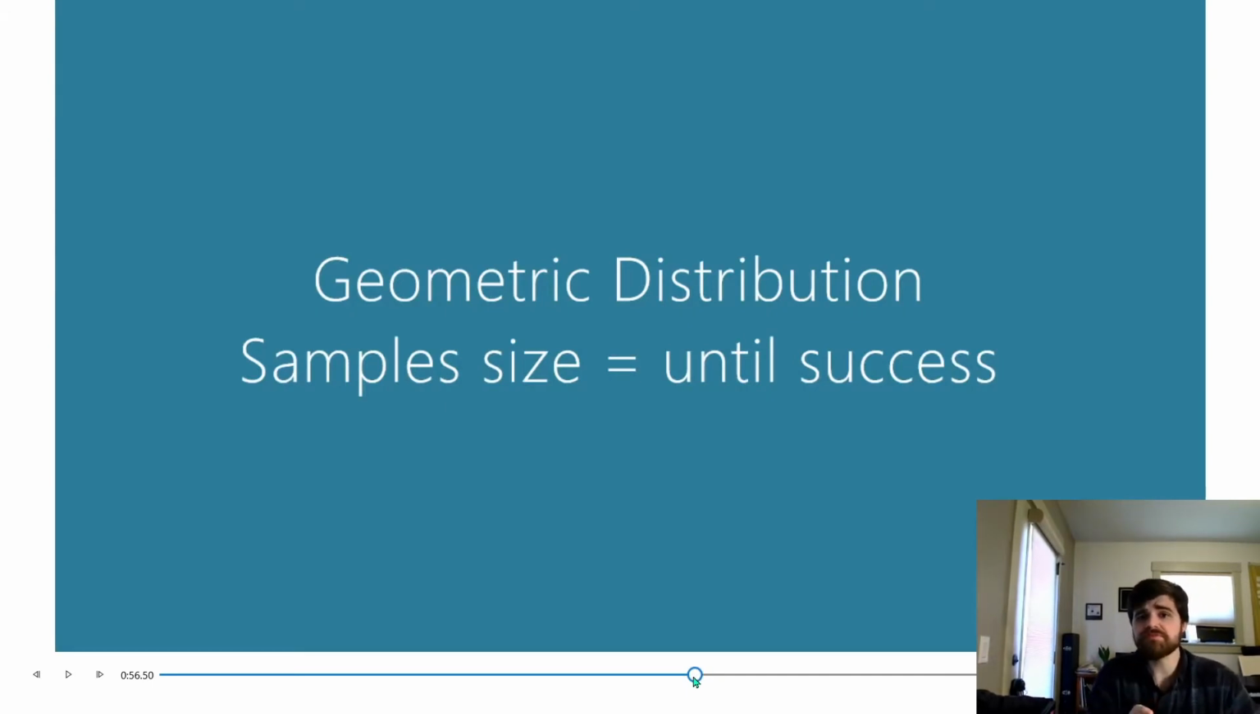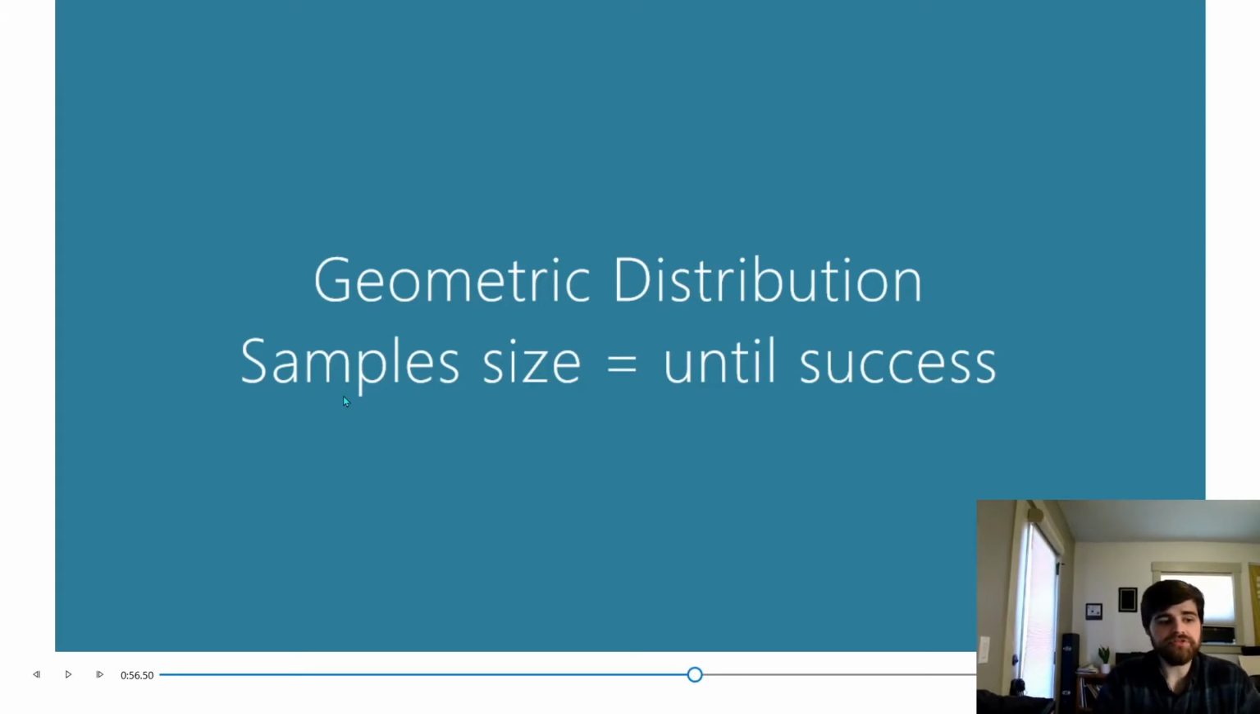A geometric distribution would be a little bit different. So instead of saying I'm going to draw 10 M&Ms out of the bag and then count the number of blues, for a geometric distribution, I don't know how many trials I'm going to do. I'm going to draw an M&M and look at it. If it's blue, I stop. If it's not blue, I'm going to put it back, and I'm going to draw another one. Now I've gotten a blue, so I'm going to stop.